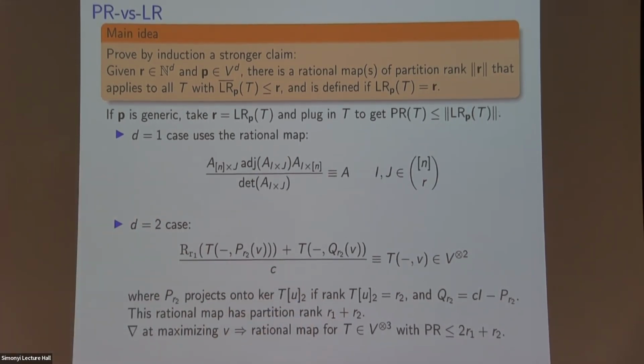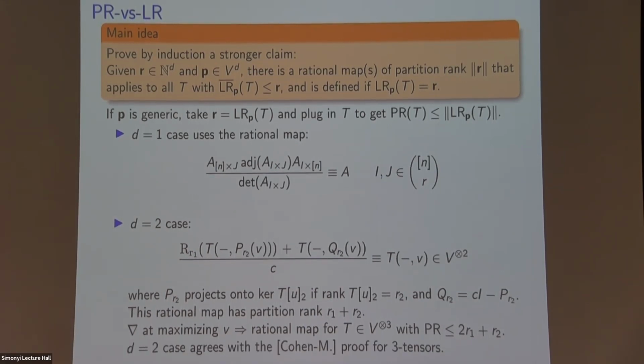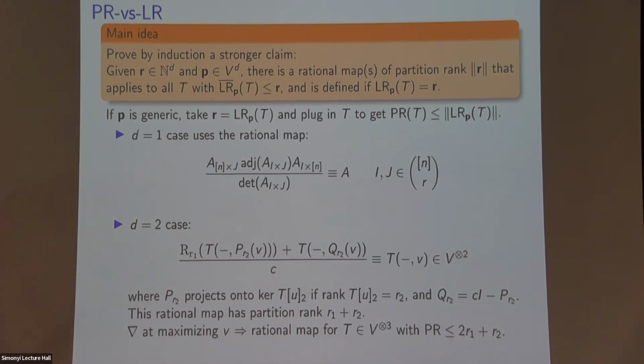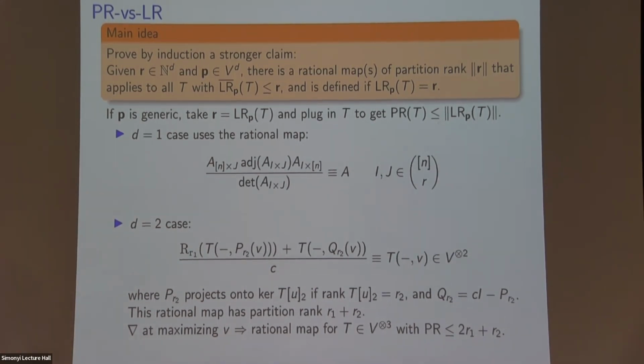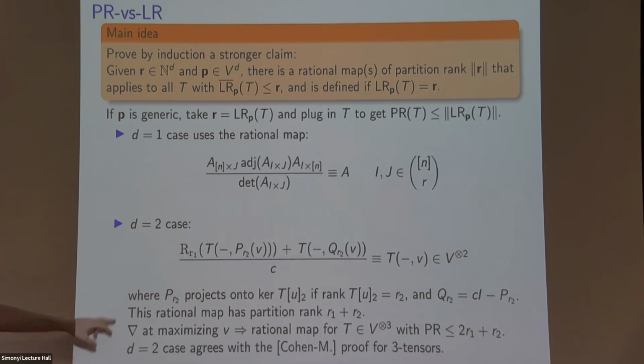Long story short, if you just stare at it for a few hours, you can probably convince yourself that the definition of local rank is exactly what you need to make this formula work inductively. So to make the induction step work, you exactly need all the features of local rank: the fact that you have lexicographic ordering, the fact that you maximize over ranks. So this is the reason why we define local rank the way we define it. I should also mention that this D equals 2 case more agrees with what we did in the previous paper for 3 tensors. But that paper doesn't work for 4 tensors, this does.